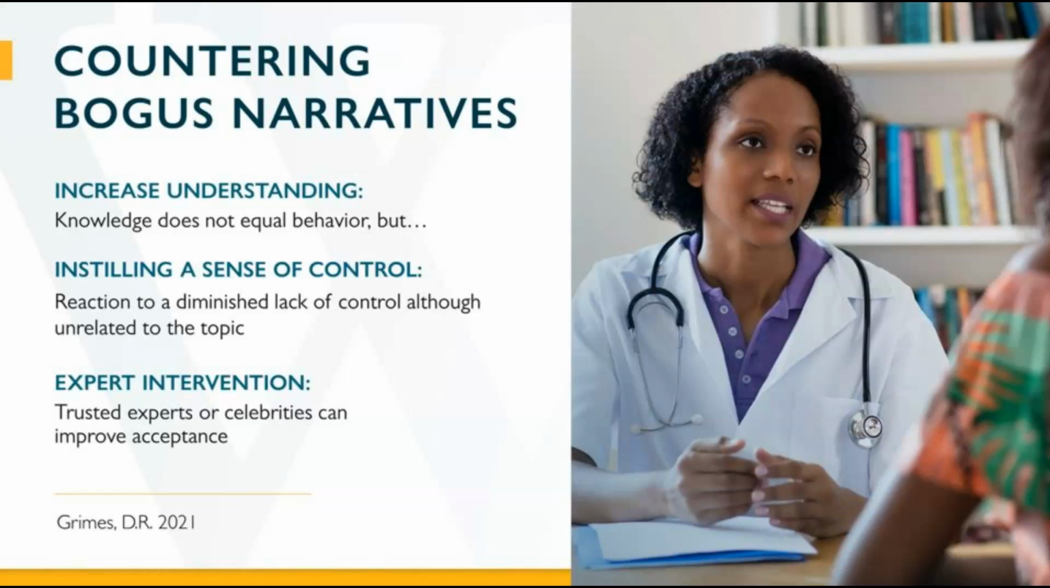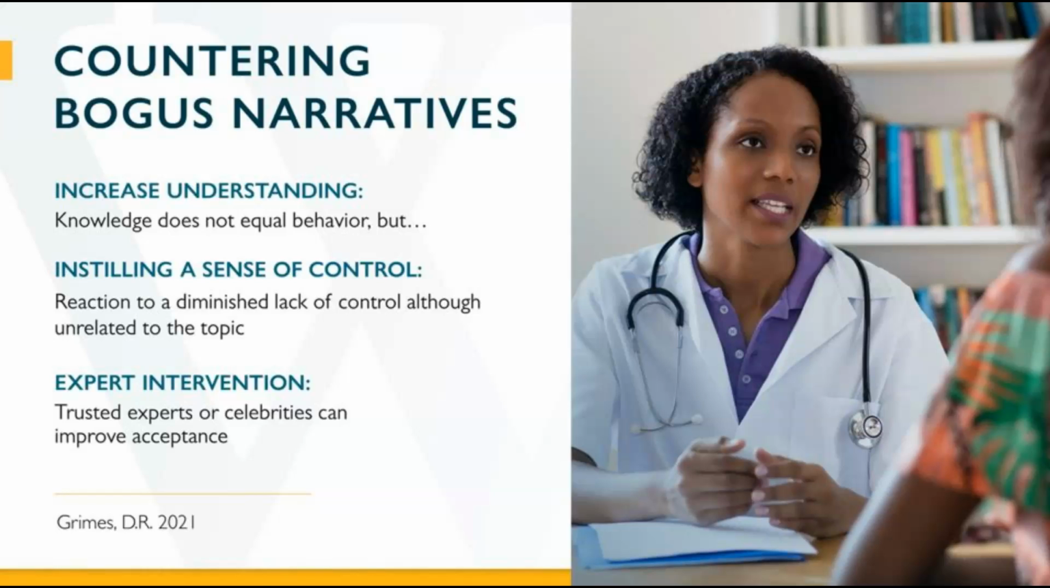And the last piece of it is this expert intervention. What we know is that trusted experts or celebrities can improve acceptance. But the opposite is also true. And so what's happened is that we've got a number of people that have name recognition and have massive social media accounts. And whatever their words are, people hang on them. So one of the things that is going to be important for us moving forward is to find these trusted experts or celebrities and work with them to improve acceptance.